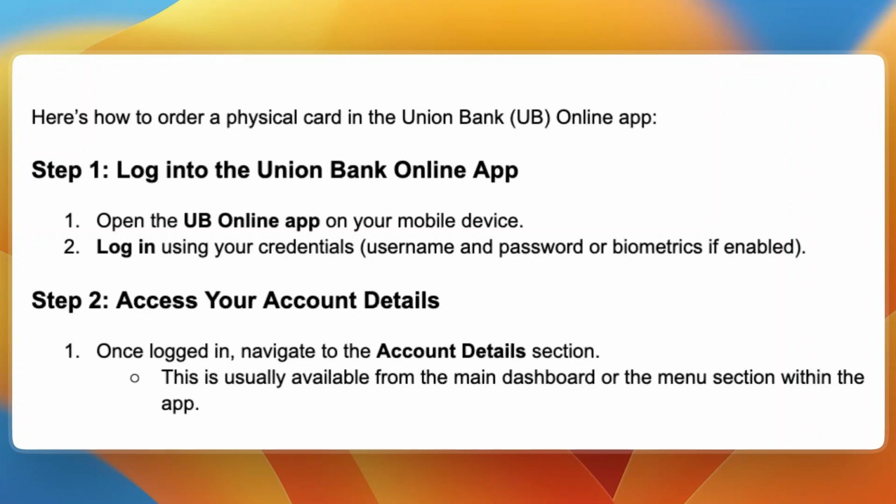Here's how to order a physical card in the Union Bank online app. So step number 1 is to log into the app. So open the UB online app on your mobile and then log in using your credentials. So that could be your username and password, or biometrics if enabled.